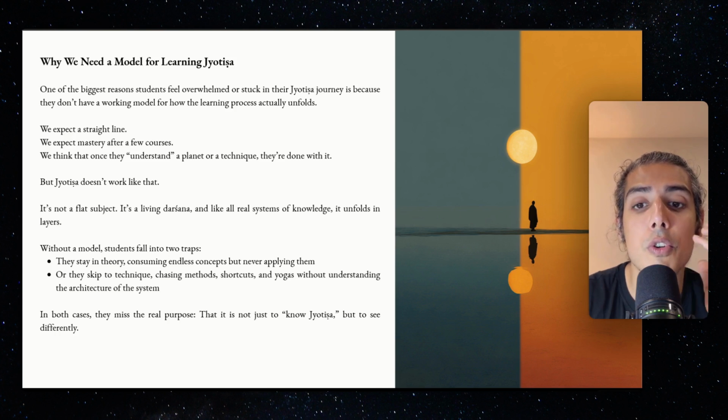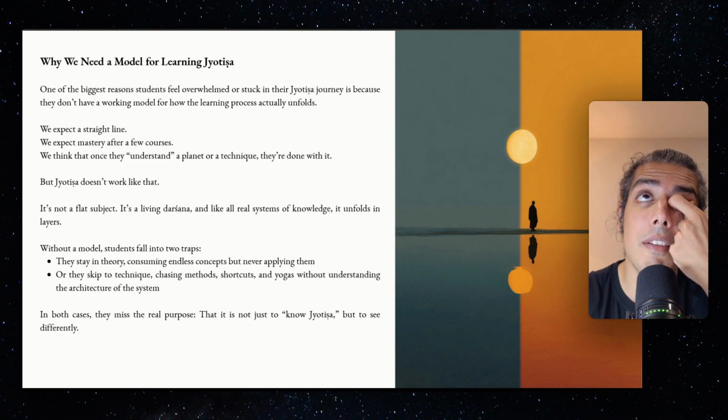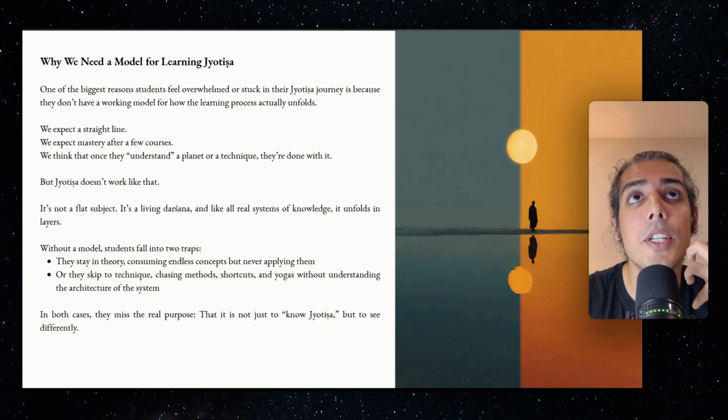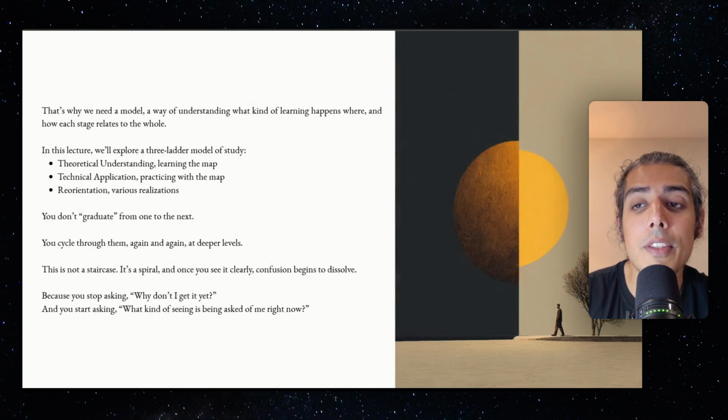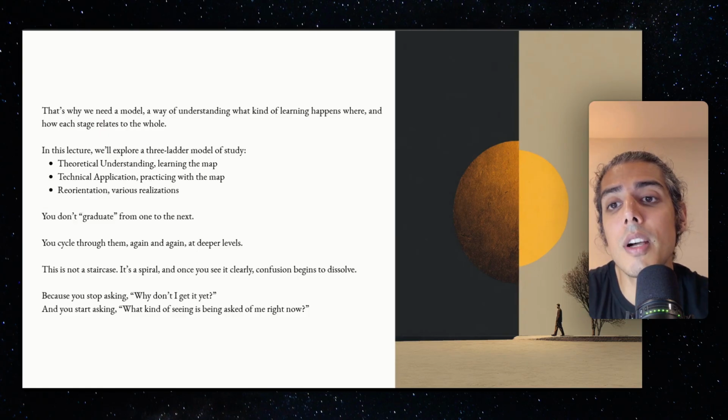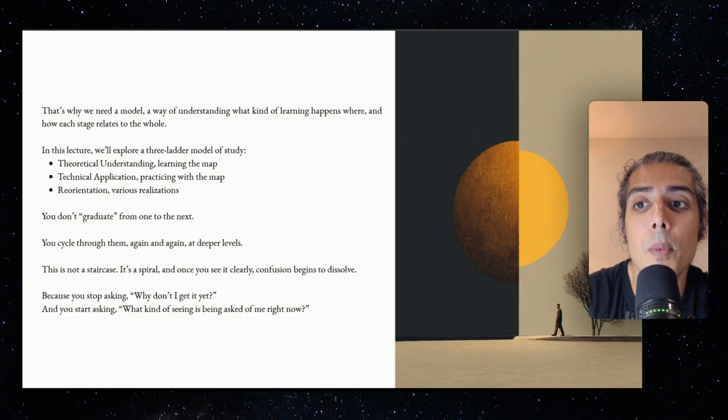That is not to just know Jyotish, but to see differently. So we want to have a change in perspective, not just have information, but having that information having entered the heart in some sense of the understanding is profound. So that's why we need a model, a way of understanding what kind of learning happens where, how each stage relates to the whole. So in this lecture, we'll explore a three ladder model. The first ladder is just theory, second is just application, and third is just realization, reorientation, recalibration, transformation.